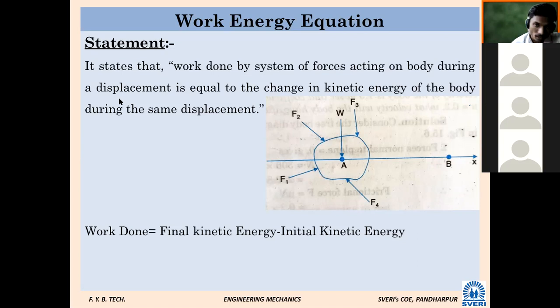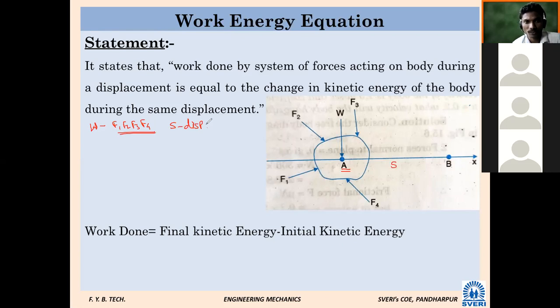It states that work done by a system of forces acting on a body during a displacement. Here, a body is initially at A. A particular body is at A, and these forces are acting on the body, and the weight of the body is W. These forces are F1, F2, F3, and F4. These many forces are acting, and that particular body is displaced by a distance S. We can say S is the displacement.